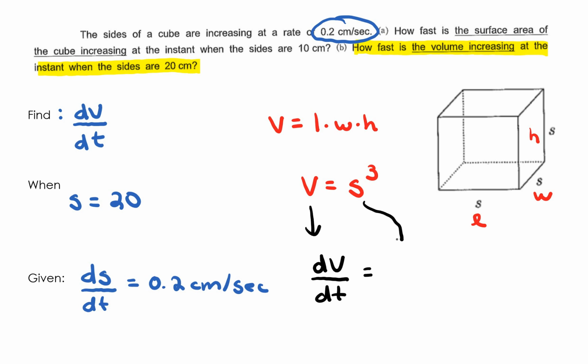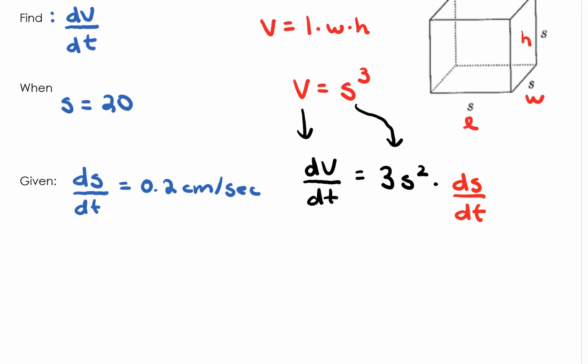And the derivative of s cubed is going to be 3s squared, and then by using the chain rule, we need to multiply by the derivative of s with respect to time, which is ds over dt. Okay, so there's your derivative of your volume expression there.